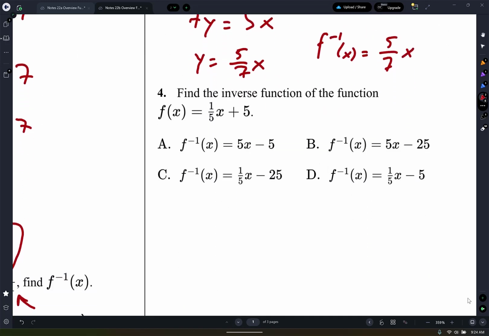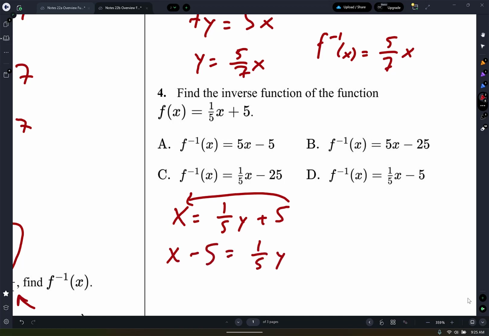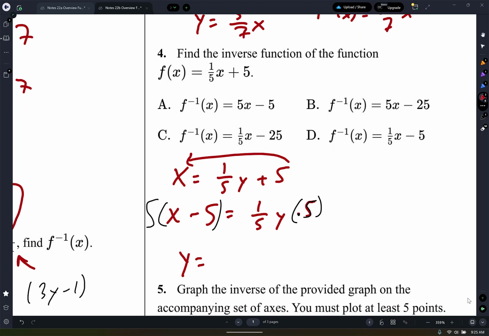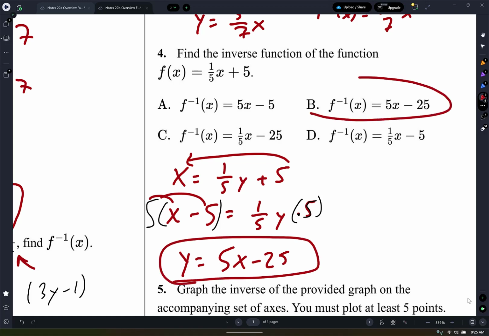All right, find the inverse function. Again, I'm just going to move the 5 to the other side. So I'm going to write x equals 1/5 y plus 5. Move the 5 to the other side: x minus 5 equals 1/5 y. And then last thing, you're going to multiply by 5. Whatever you do to one side, you do to the other. So y equals, and I guess you can distribute that 5 there, 5x minus 25. This is my inverse. There it is. Cool or not cool?